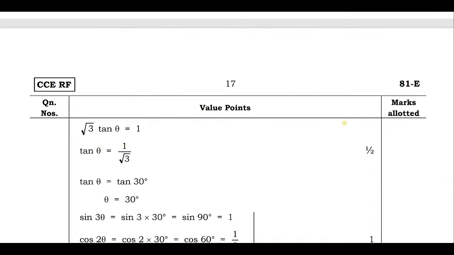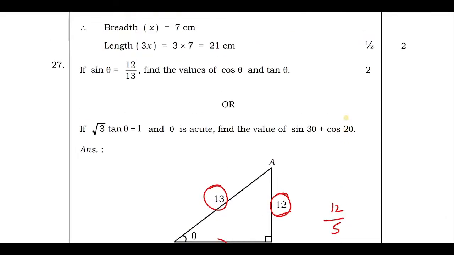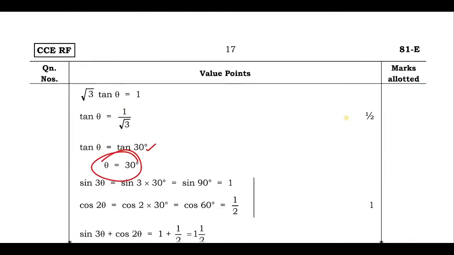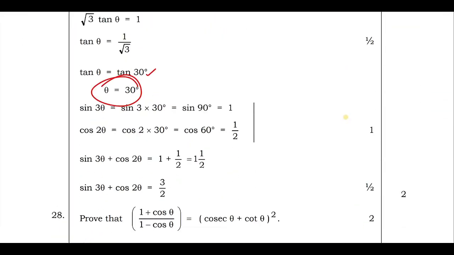Now given 3 tan theta equals 1, so tan theta equals 1 by root 3. 1 by root 3 can be written as tan 30 degree. Therefore theta equals 30 degree. What we need to find out? Sin 3 theta and cos 2 theta. Sin 3 theta equals sin 3 into 30, that is sin 90 degree, which is 1. Cos 2 theta equals cos 2 into 30, cos 60 is 1 by 2. 1 by 2 plus 1 is 3 by 2.